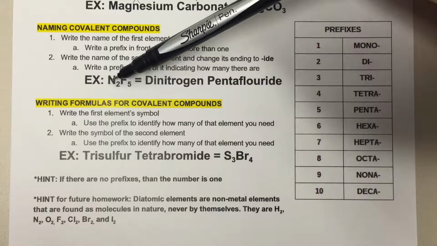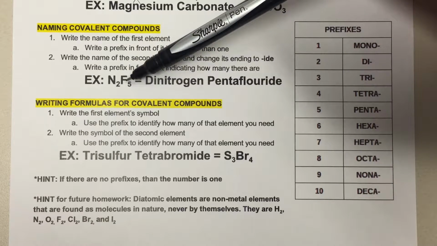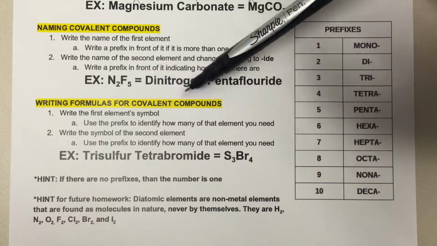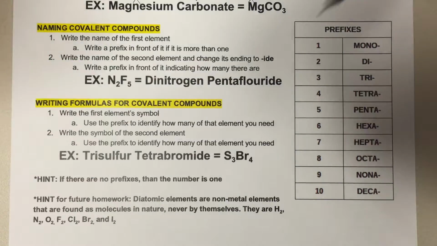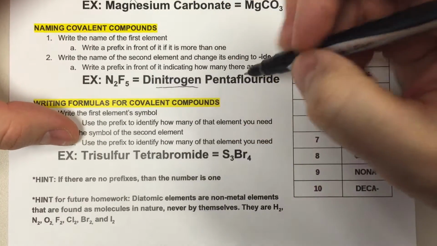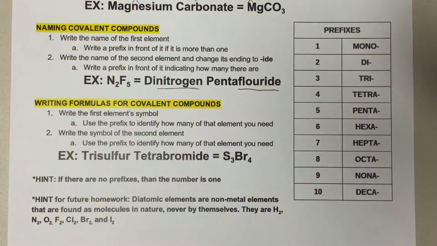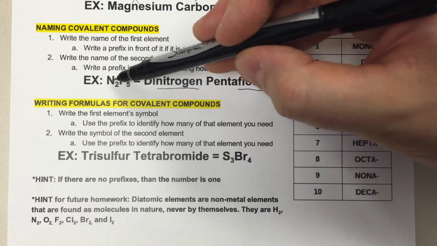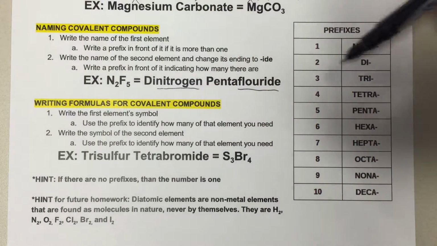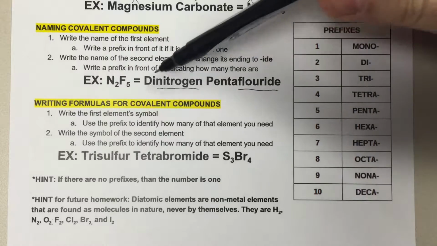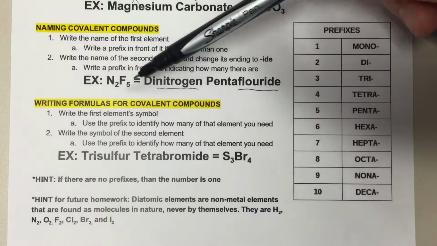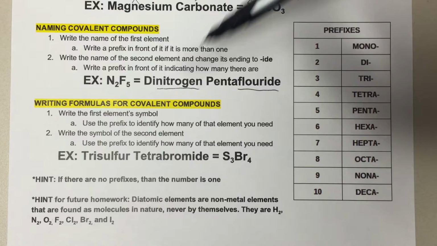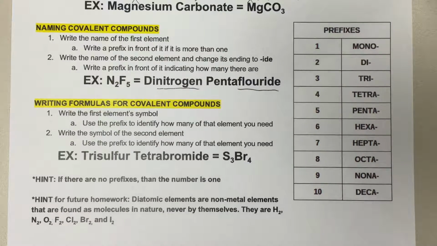For example, this is the element nitrogen, this is the element fluorine, so this is going to be nitrogen fluoride before we do anything. Nitrogen fluoride. Now we just see how many there are of each. There's 2 of these N's. The prefix for 2 is di. So this is dinitrogen, and this is a 5, and 5 is pentafluoride. Easy.